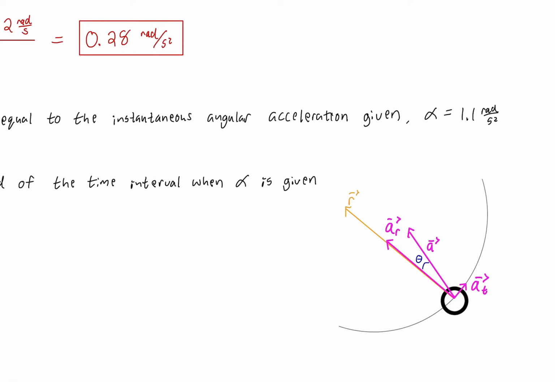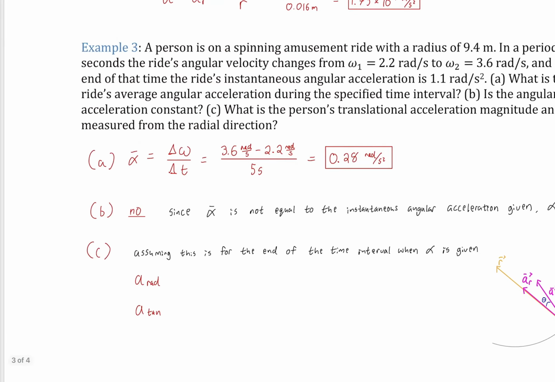That means that the net translational acceleration is given by this vector here. We can see that that is obviously the hypotenuse because we can move the tangential translational acceleration back to where we want it and get a nice right triangle. And then the angle that we're asked for is that theta angle right there because it's the angle of the total translational acceleration relative to the radius, the radial direction. Okay? All right, let's do it.